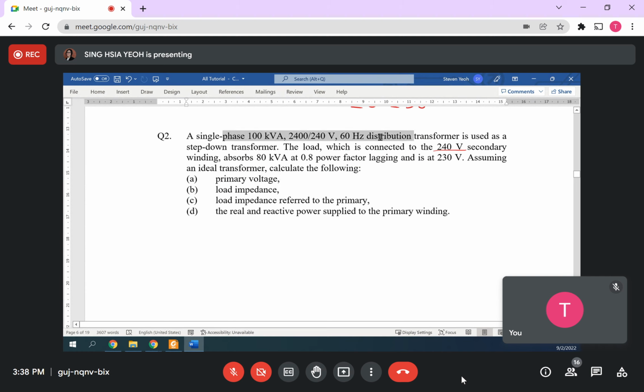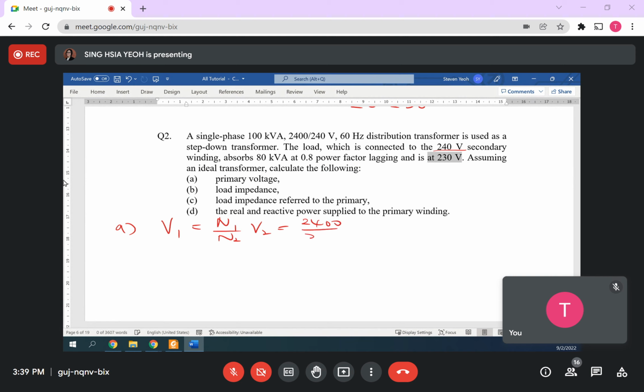This is just a spec. It's like your computer's RAM, maybe 1 gig of RAM. It's a spec, but it may actually run at only 800 MB, not able to reach 1 gig. Understand? So this is just a spec; it actually only runs at 230 watt. So part A, primary voltage V1 equals what? N1 over N2 times V2. So we have 2400 over 240 times 230. So we have 2300.